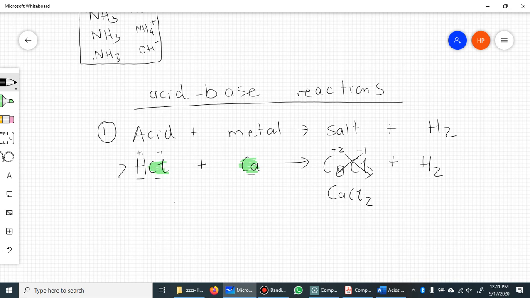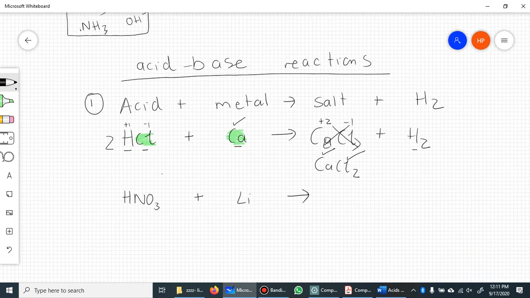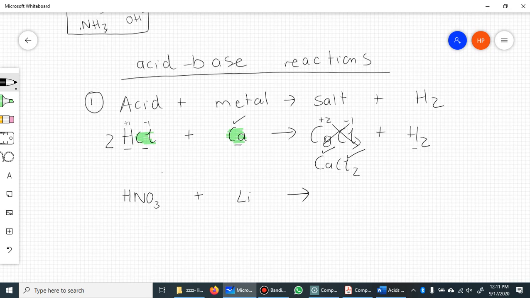So I'm going to put a 2 in front here. Now you have 2 Cl's on the left, and you've got 2 on the right, so that's perfect. You've got 1 Ca on the left, 1 Ca on the right, perfect, so that's balanced. Okay, then let's move on to another example. HNO3 plus lithium. As I write these down, make sure that you're copying them into your book so that you have lots of examples.